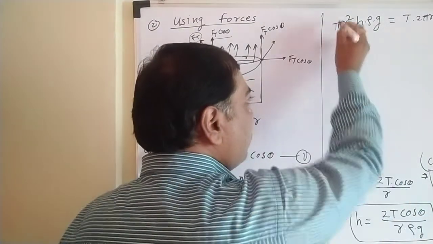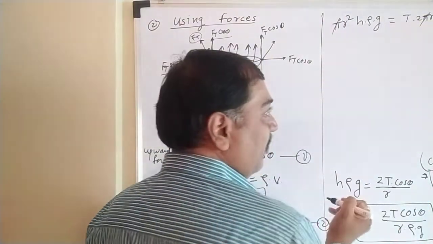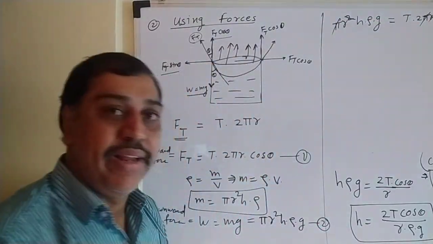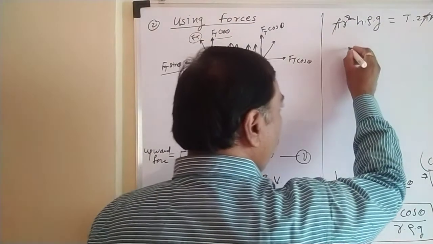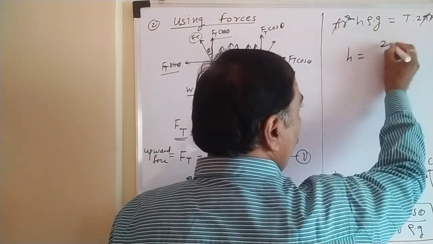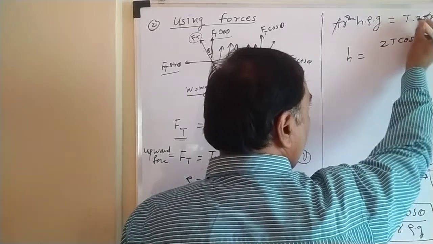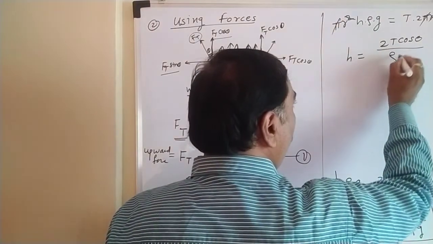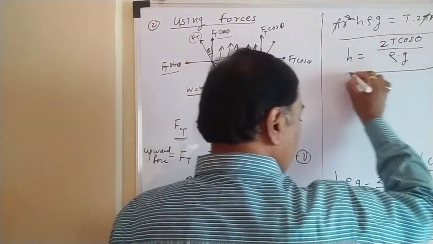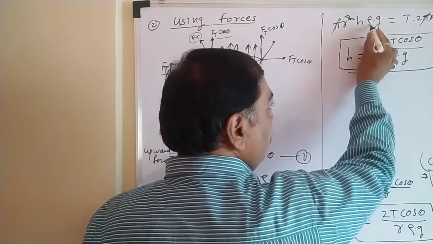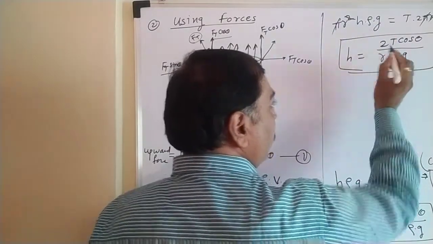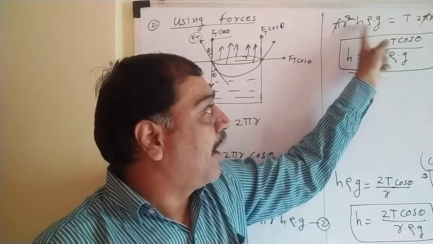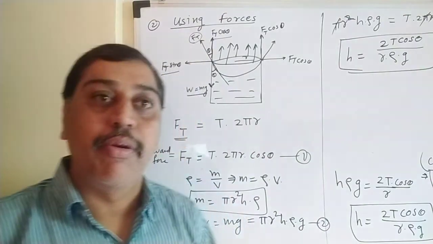Now let's look at this. Pi from the left side and pi from the right side cancel out. One r from the left side and one r from the right side cancel out. So these things are remaining. Our aim is to find the height, rise or fall. So h equals 2T cos theta, pi and r cancelled out, divided by rho into g. This R is remaining, so we should take it. So h equals 2T cos theta divided by r rho g. That is the height in the capillary tube.